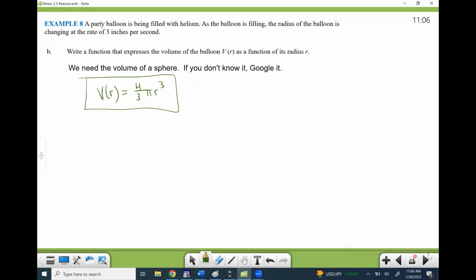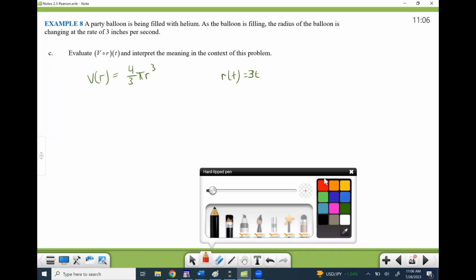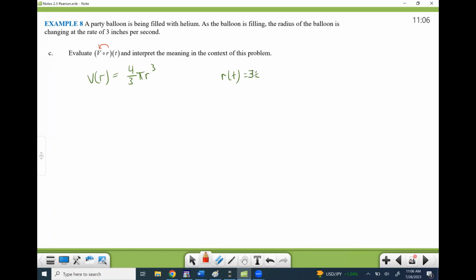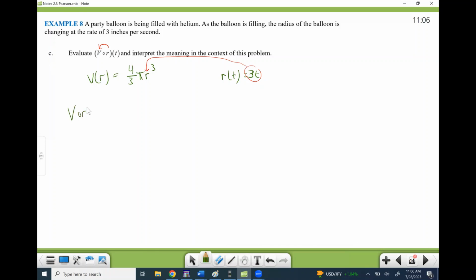All right, let's go to C. Evaluate v compose r and interpret the meaning. All right, so remember that v is 4/3 pi r cubed, that r is 3t. So we're going to be substituting r into v. So we're going to take 3t and we're going to put it right there, you guys. And that's going to get us v of r of t, or v compose r of t.